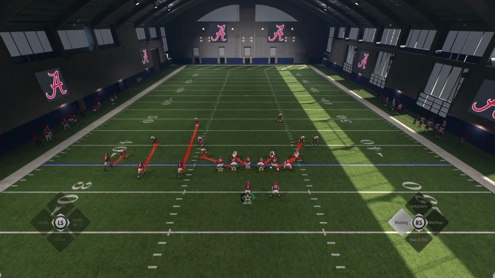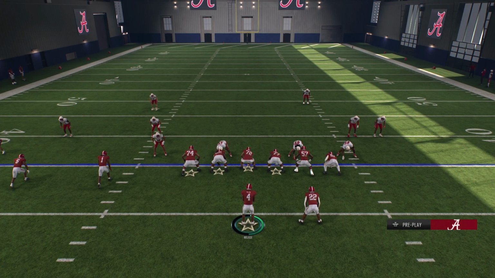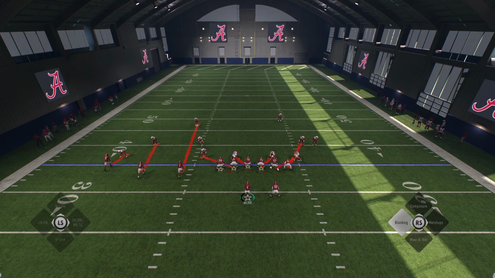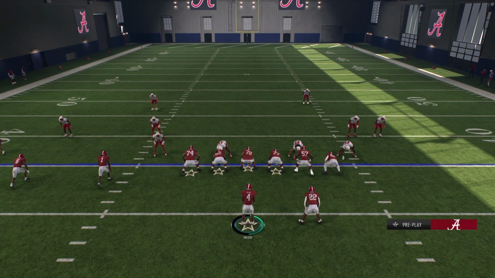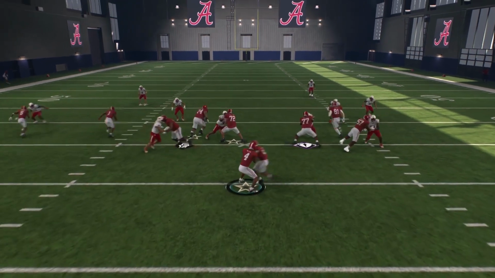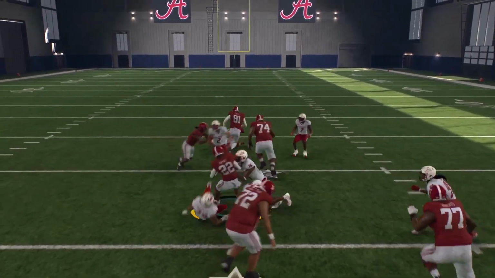All right, this example, I'm going to shoot the A gap on the right side of the center because I like that they're creating sort of an alley. They're both shooting in opposite directions, taking number 99 and 55. So 72 will take 55, 77 will take 99, and as long as they do their jobs, there should be a nice hole there.